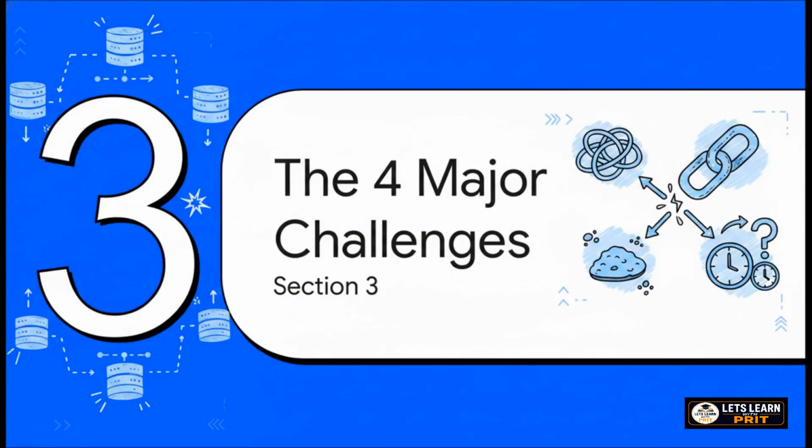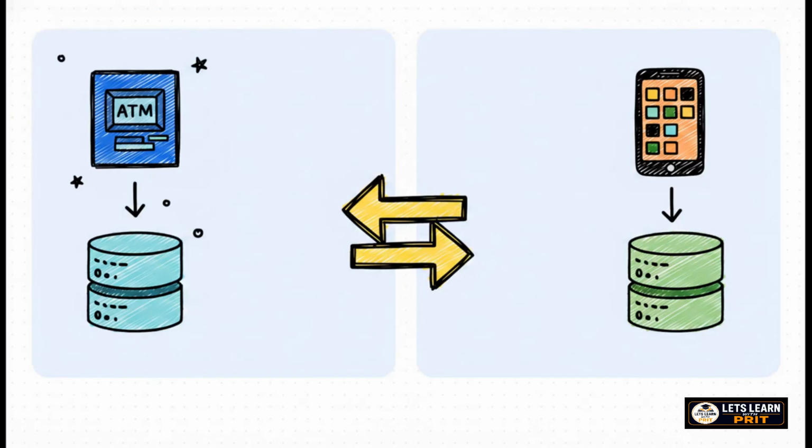All right, सबसे ध्यान से सुनने वाली बात अब आती है. Section 3. These 4 major challenges of distributed databases are literally the heart of Unit 5. This is exactly what the examiner expects you to know inside out. The very first challenge is data consistency. Think of it like this. मान लीजिए node A और node B, दोनों के पास exact same data होना चाहिए.